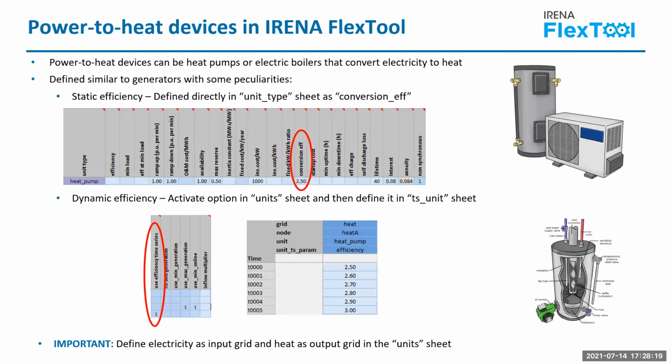This I already have explained. The only added thing here is that we have the options in FlexTool to define a dynamic efficiency of heat pumps. So we can add a time series of the efficiency of the heat pump that is based on the outside temperature. And this is very important because the efficiency in a heat pump varies depending on the temperature, I think also on the loads, but at least we can kind of represent this somehow.